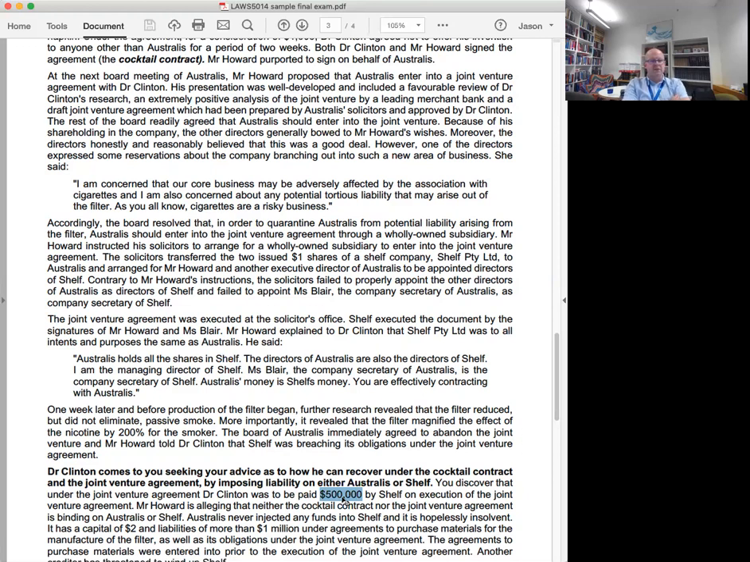Now, it might be different if the joint venture agreement said that Clinton was to be paid $500,000. So maybe that is a debt. He's not suing for breach of contract for $500,000. It's that on signing he was due $500,000, in which case it's a debt at that time. But again, my point is, if Australis was supporting Shelf at that time, then it's not insolvent if it's able to pay its debts. And now they're just choosing to breach the contract, and Shelf has no assets.